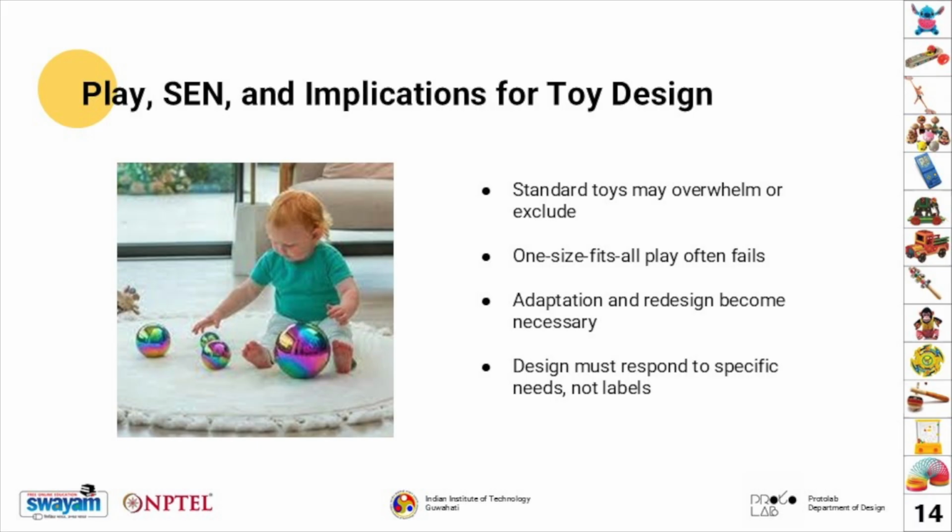This is where adaptation and redesign become essential. Design can simplify interaction, adjust feedback, or slow down pacing. Importantly, this does not mean reducing challenge or engagement. It means making play accessible and meaningful. Designing for SEN requires moving away from labels. Instead, designers must focus on how children engage, struggle, and succeed through play.